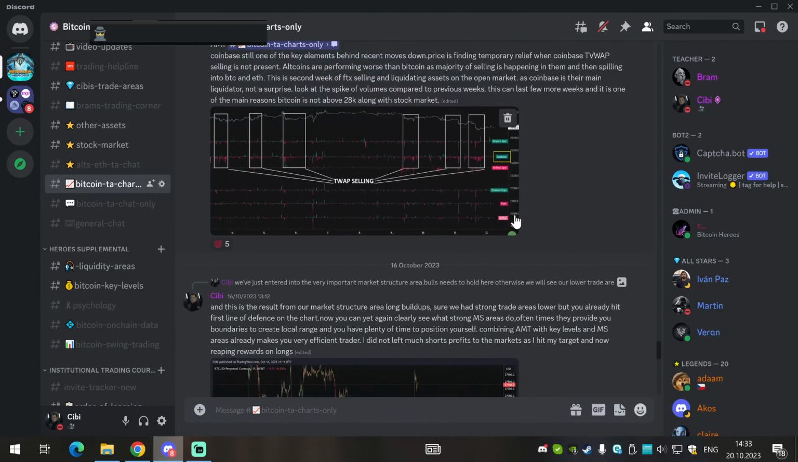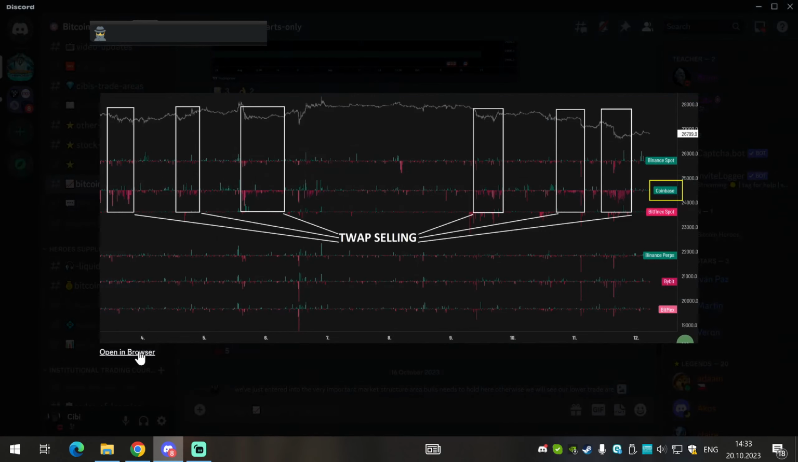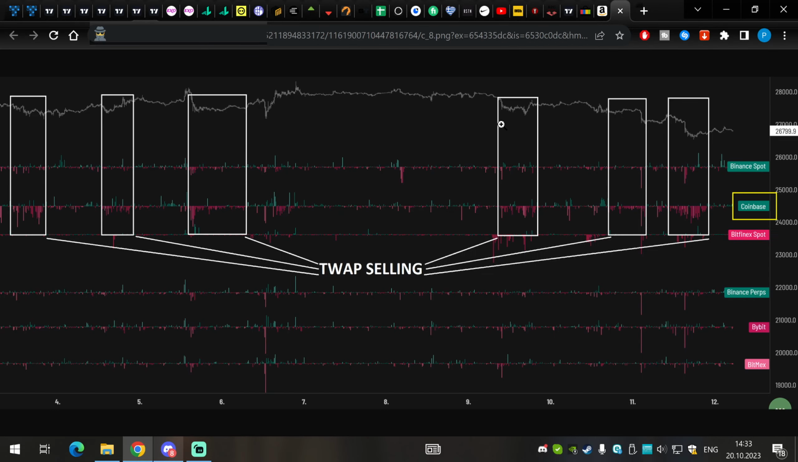Maybe one more thing to mention. This is a very big post. I can stop it. I will just make it larger here. Bitcoin had pretty large sell-offs recently. You can see there was heavy TWAP selling from Coinbase. Look at these volumes here. Each time we try to put in a local range, there was some huge volume from Coinbase.